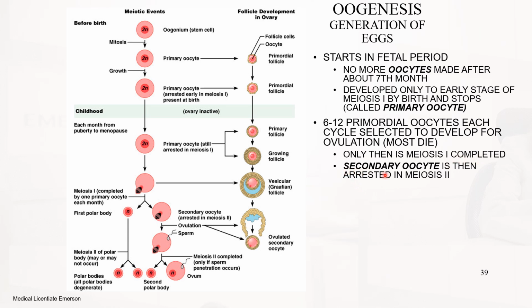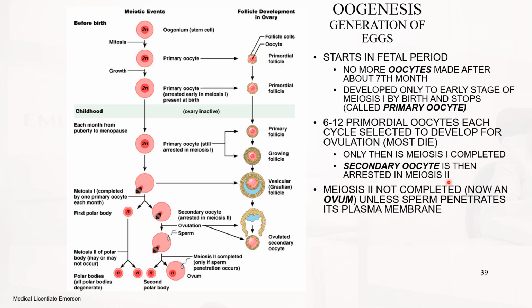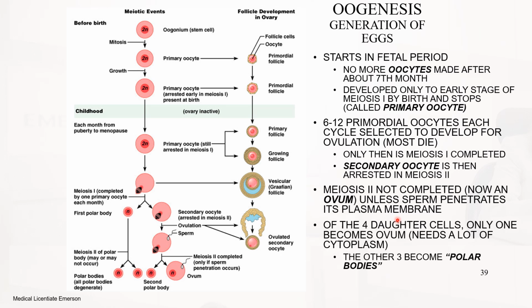And then finally the secondary oocyte is arrested in meiosis 2 at metaphase 2. Meiosis 2 is not completed, now an ovum. So in short, the egg which is produced is arrested in meiosis 2, and it only completes that if the sperm penetrates its plasma membrane. That's when it is going to complete the meiosis. Then of the 4 daughter cells, only one becomes the ovum and needs a lot of cytoplasm. Then the other 3 become polar bodies.